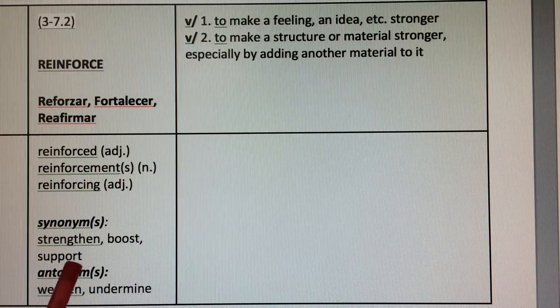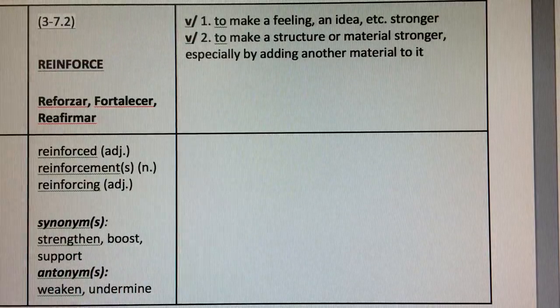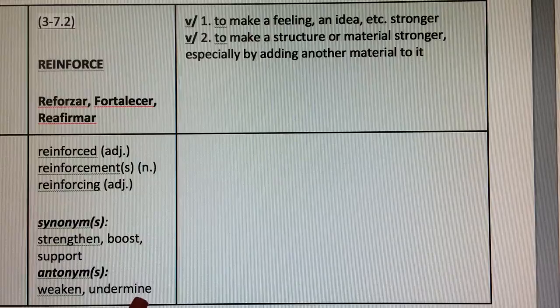Your synonyms are strengthen, boost, and support. These are verbs, remember, because your original definition is as a verb. And your antonyms are to weaken and undermine. Undermine's a nice sophisticated word. Undermine has that, you can kind of visualize someone digging like a tunnel under you. If someone's digging a tunnel under you, it makes the ground weak, and then you can collapse and fall down. So that's how it's the opposite of strengthen.